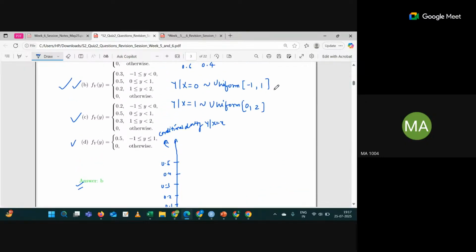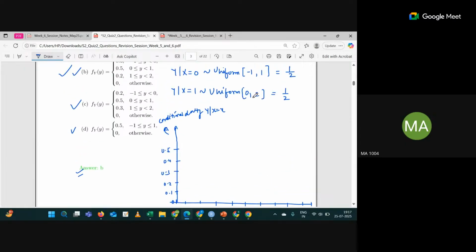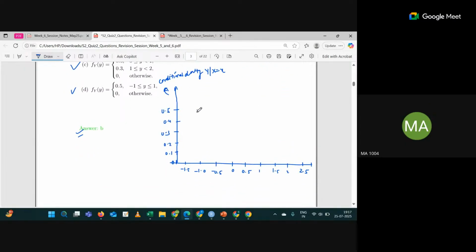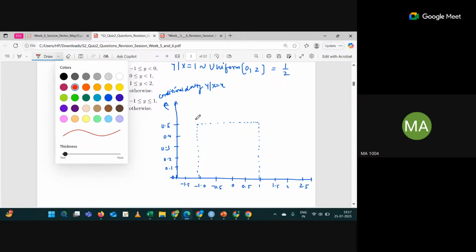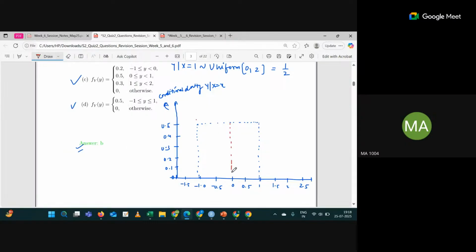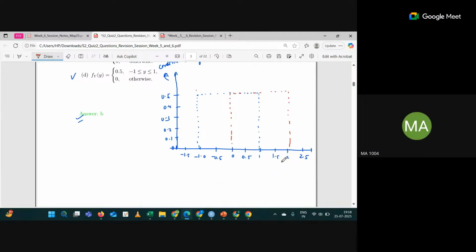First of all, in this case, from -1 to 1, what will be the density, what will be the PDF? Basically 1 by 2, that is 0.5. So from -1 to 1, it is uniformly distributed with density 0.5. And from 0 to 2, it's again 1 by 2, that is 0.5. Correct?